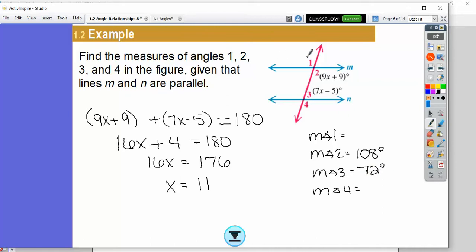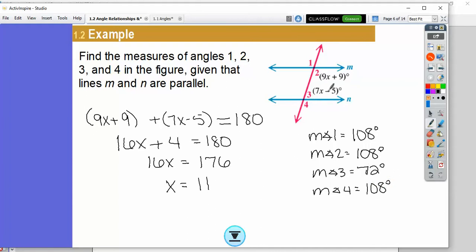Okay, angle 1. What do you know about it? It's a vertical angle with 2, so they have the same measurement. So it would also be 108 degrees. How could I get angle 4? Somebody tell me something. Corresponding with 2, so they have the same measurement, so it's 108.